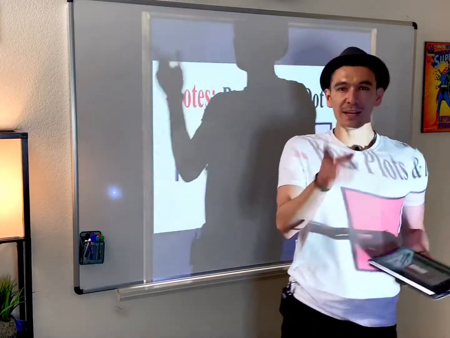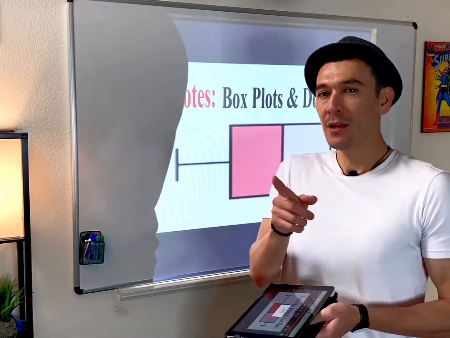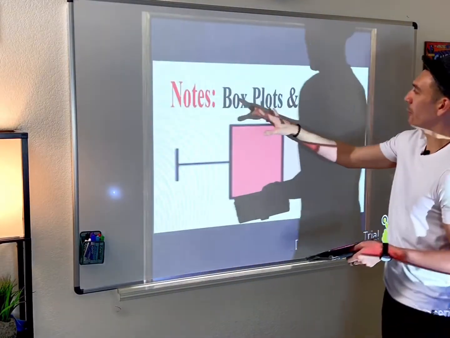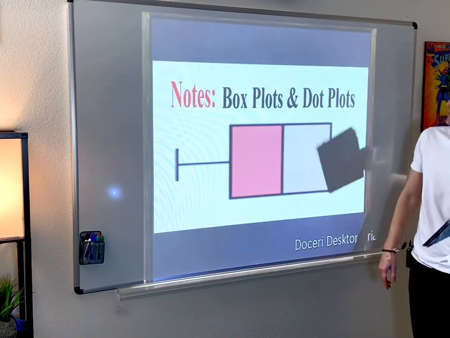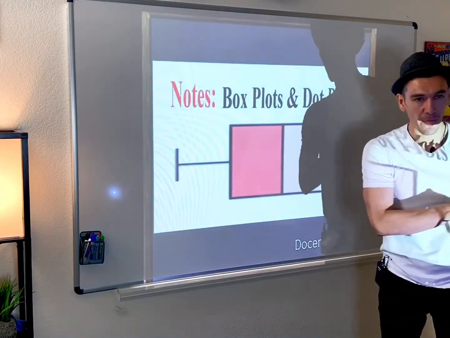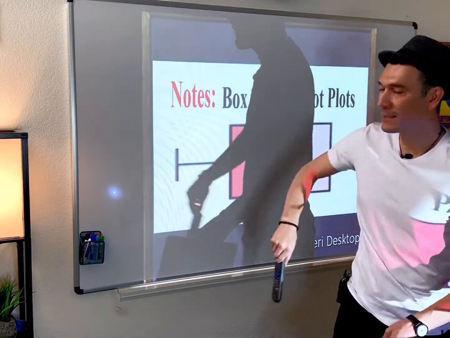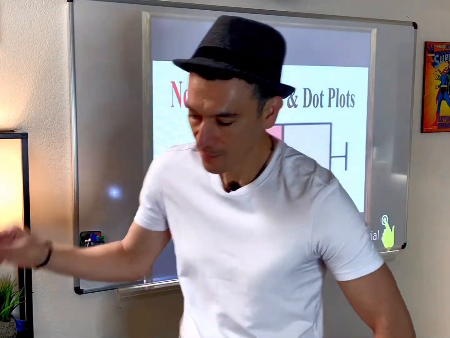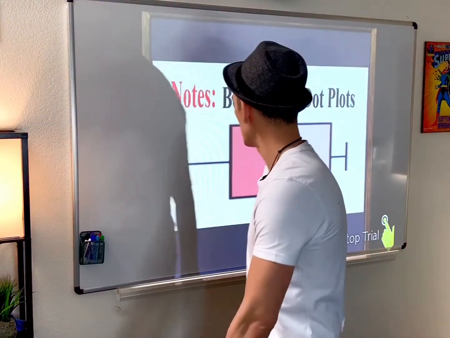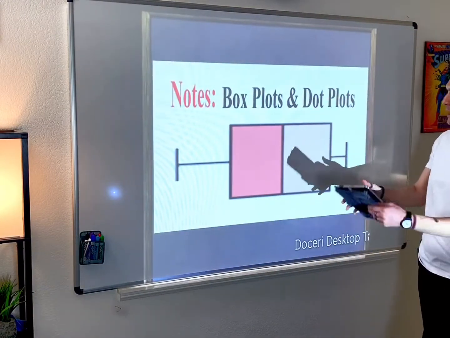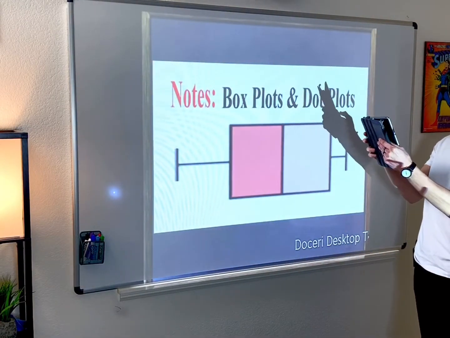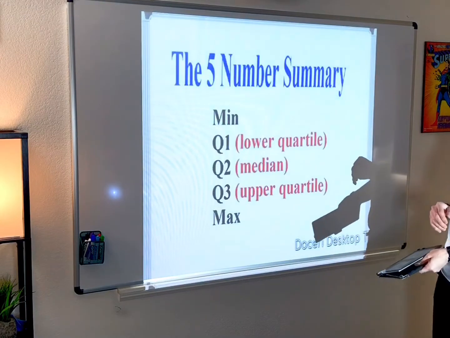Okay guys, so take out a fresh sheet of paper and let's try some brand new notes. Box plots and dot plots, so jot down the title, and then if you can, take out your Casio calculator. You'll probably need one of those, okay? So there's your title, box plots and dot plots. So let's move on to the next screen here.